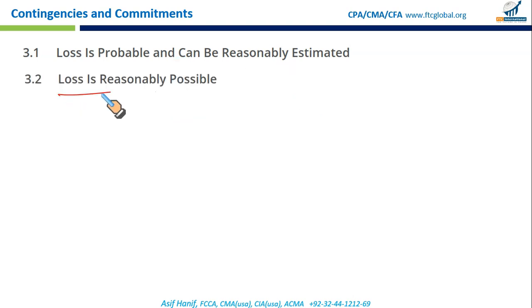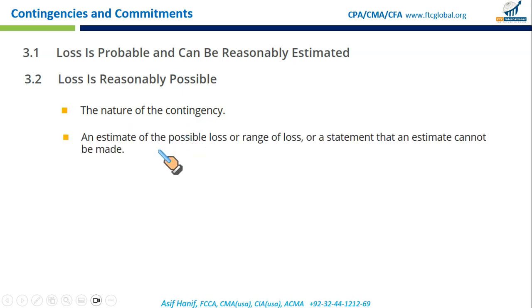In the second case, the loss is reasonably possible. It means the loss might happen, but it isn't certain or probable. We just disclose the details in the notes to the financial statements, but we do not record it as an expense or as a liability on the balance sheet. We may have to explain what the situation is about, the nature of the contingency, and provide an estimated amount or range of possible losses. If the exact amount isn't known, at least you can provide a range.